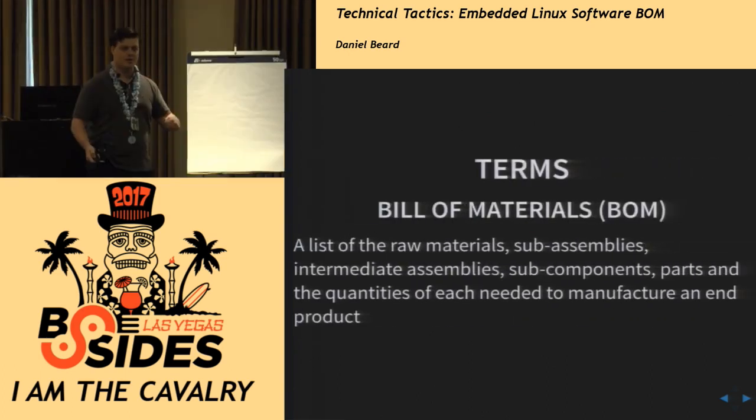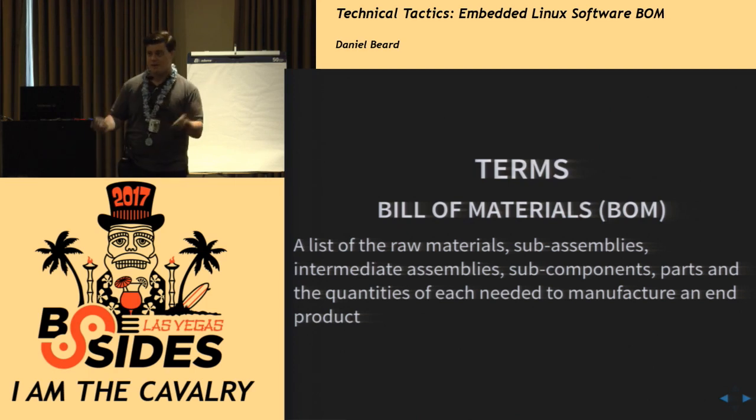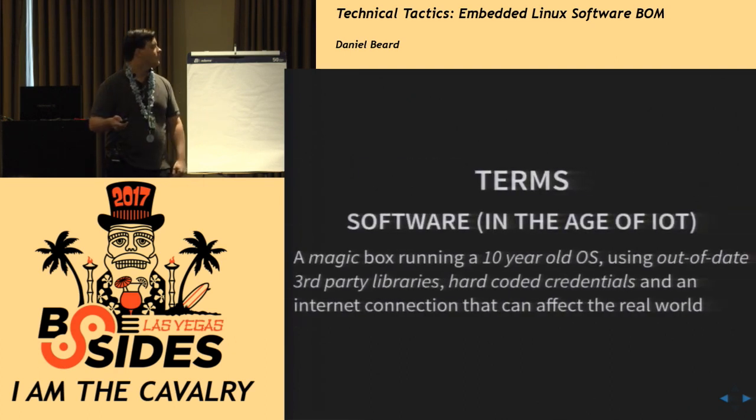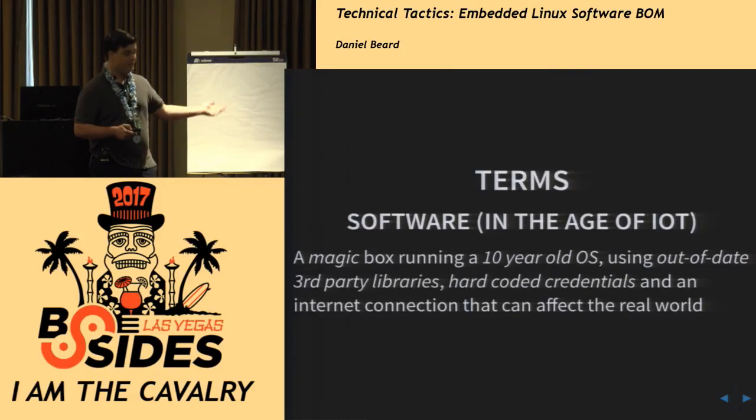Okay, so let's get some terms straight. Bill of materials. It's from the hardware world doing supply chain stuff. It's basically an ingredient list of what is in your medical device or your IoT thing or whatever have you. Software in the modern age is a magic box, magic because no one knows what's inside, running a 10-year-old OS using out-of-date third-party libraries, hard-coded credentials, that is the industry standard, and an internet connection, and it can actually affect the real world. It can hurt you.